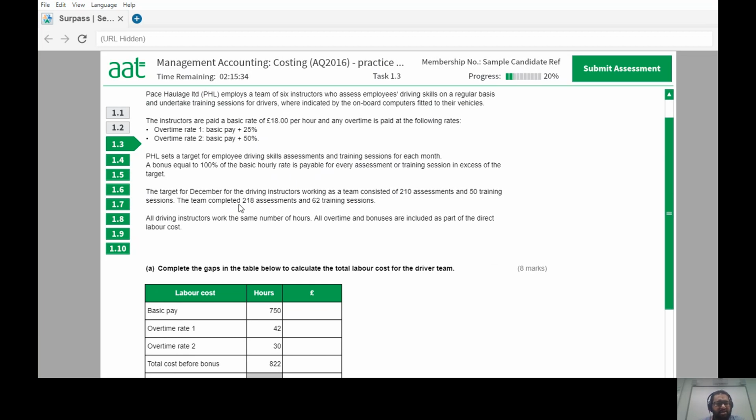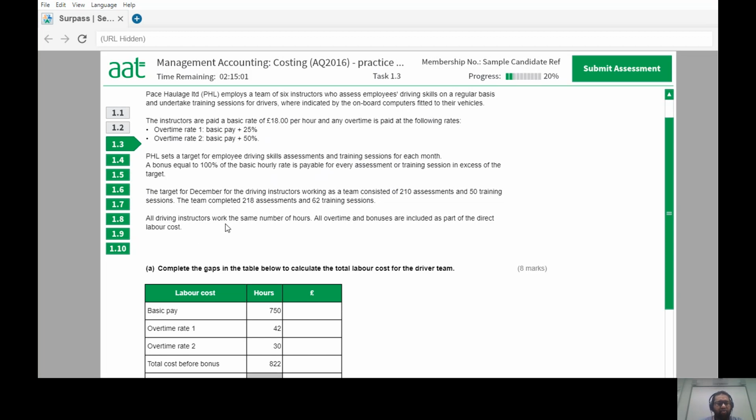The target for December for the driving instructors working as a team consisted of 210 assessments and 50 training sessions. The team completed 218 and 62. So altogether, they have done 20 more. So 20 training sessions or assessments they have done more. If you add that, the initial target was 260, but they have done 280, so it's 20 more. We keep that in mind.